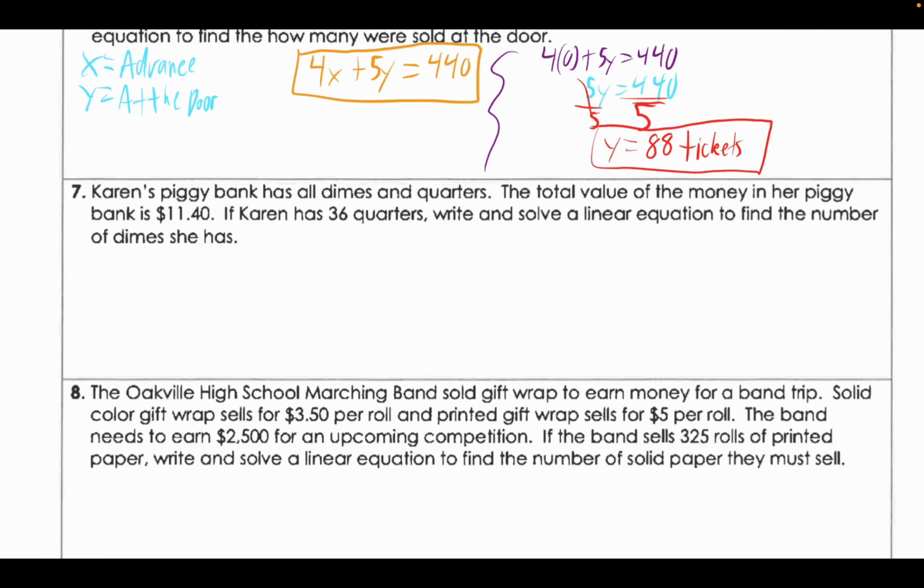So then on number 7, Karen's piggy bank has all dimes and quarters. The total value of the money in the piggy bank is $11.40. If Karen has 36 quarters, write and solve a linear equation to find the number of dimes she has. So before reading that last sentence, we can even make our equation. And so x and y are going to represent the number of quarters and the number of dimes.